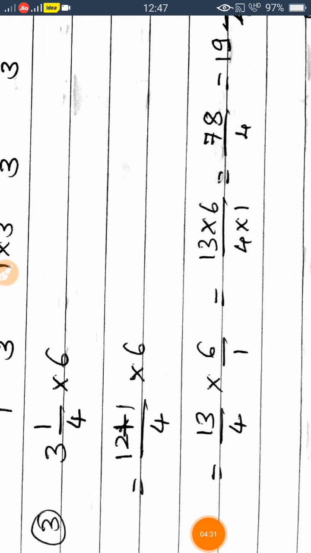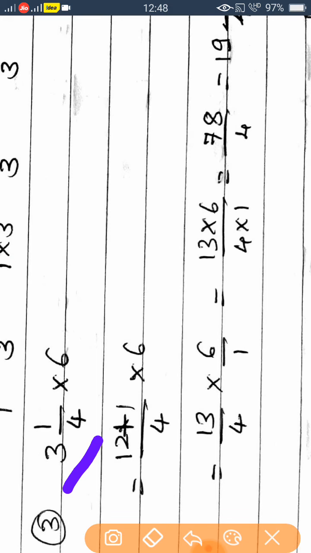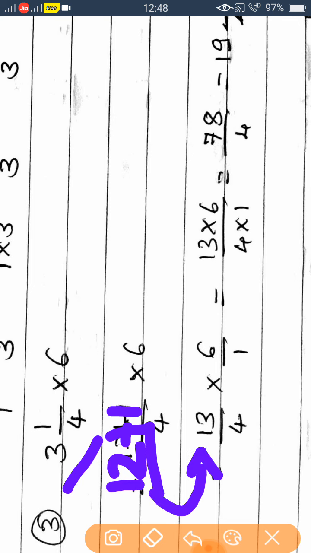So see the third one: 3 and 1 by 4 into 6. 3 and 1 by 4 is a mixed fraction. We have to make it an improper fraction first. How? It is 3 into 4 plus 1, isn't it? That is nothing but 13 in the numerator, and the denominator stays as it is. 6 I can write as 6 by 1. Okay.